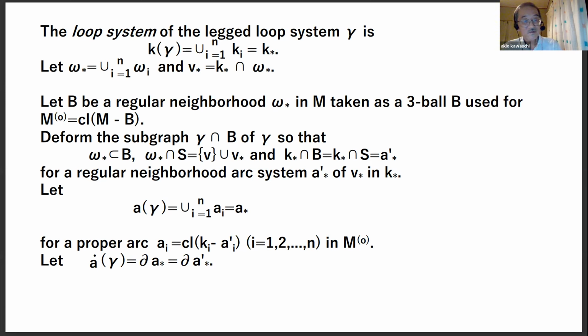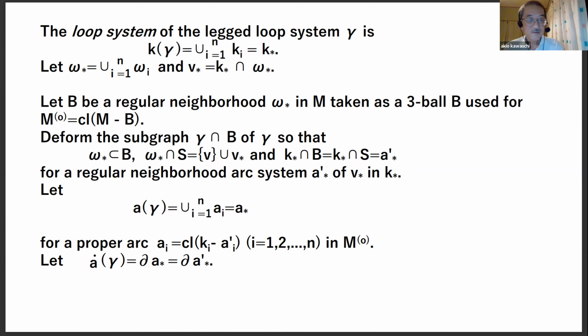Deform the subgraph, the intersection of gamma and B, so that omega star is in B, and omega star intersected with the boundary sphere S is just V and V star. The intersection of K star and B is K star, and with the boundary sphere S it is just the arc set A dash star. This arc set is a regular neighborhood arc system of V star in K star.